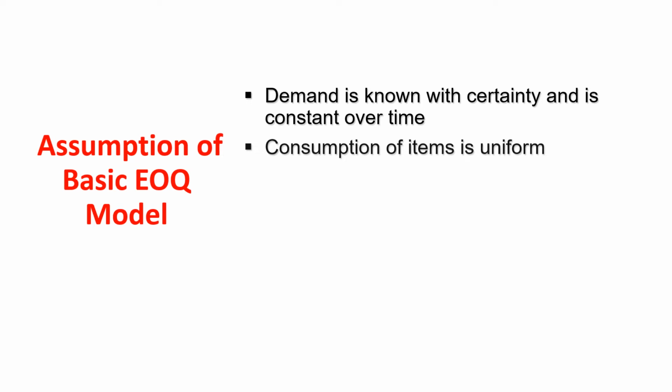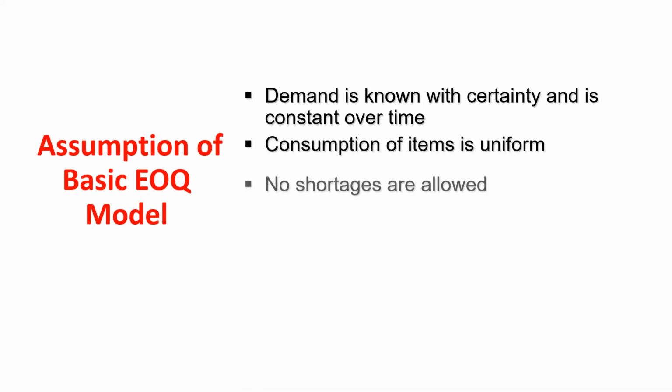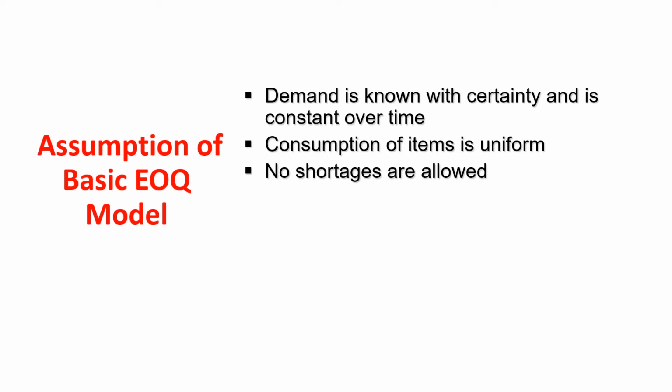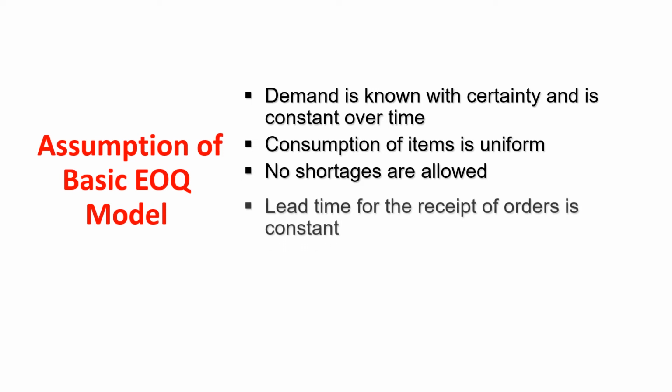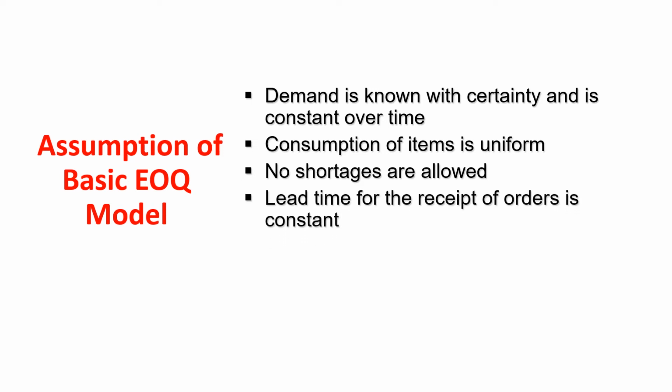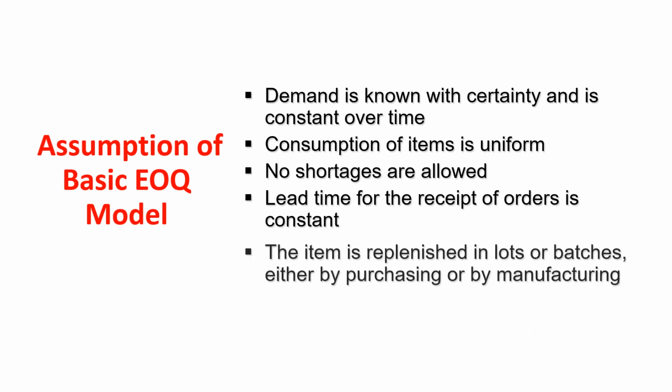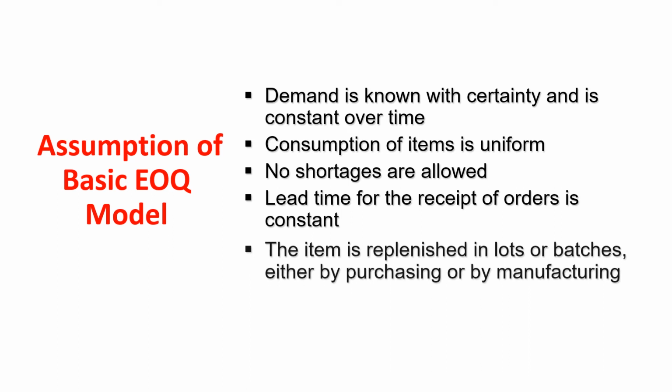The third is no shortages are allowed, meaning you do not consider any situation of shortage or stock-out. Fourth is lead time for the receipt of orders, which should be constant, meaning there should not be any variations. Even if there is variation, it is very minimum. The item is replenished in lots or batches, either by purchasing or by manufacturing. It means the EOQ deals with more or less cycle stock.